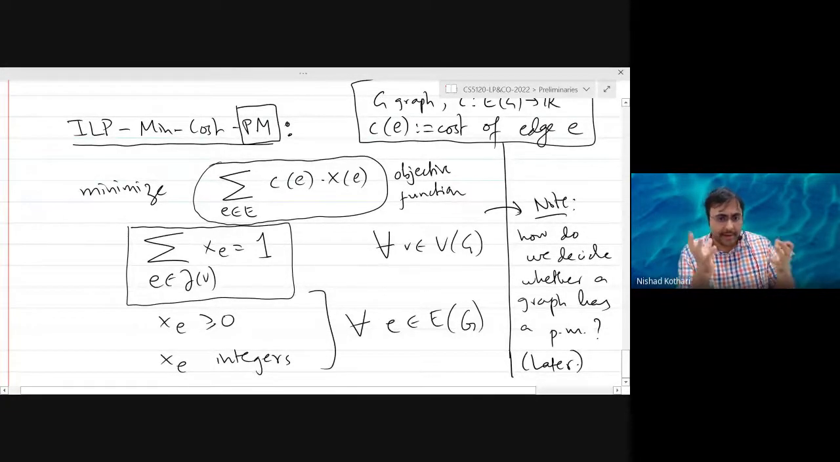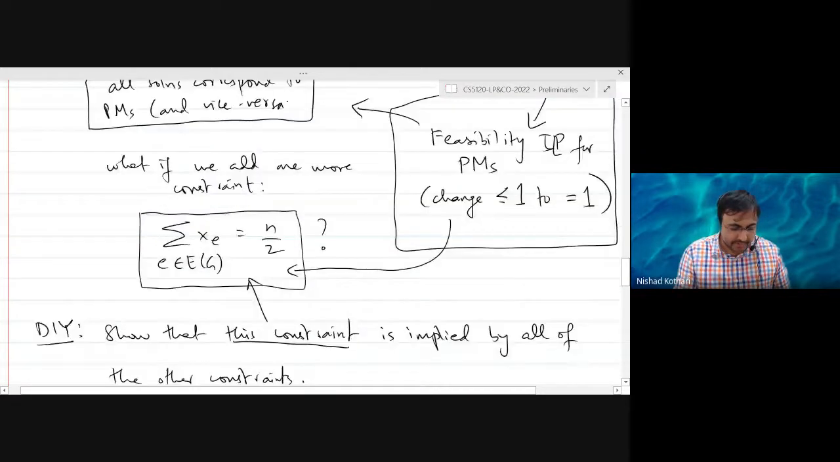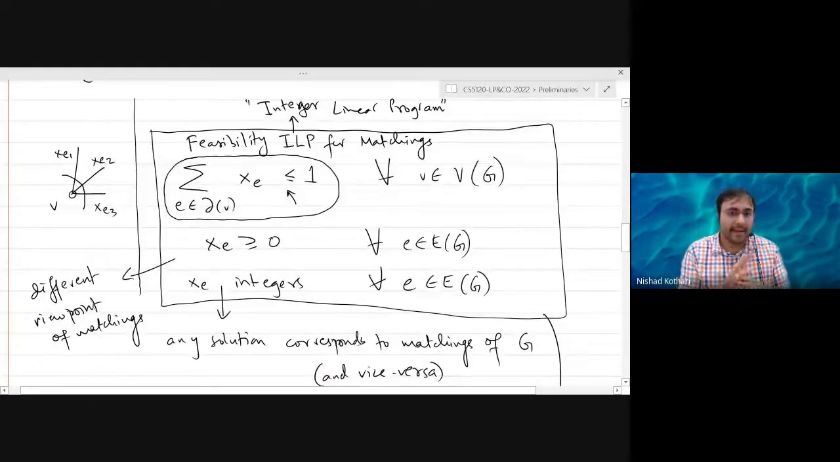We want to find a perfect matching that minimizes this particular function. Okay, and this is different from our previous integer linear programs where we did not have any such constraint. That is why I call them feasibility ILPs, because we just care to find if there is a feasible solution or not. We are not trying to minimize or maximize anything.